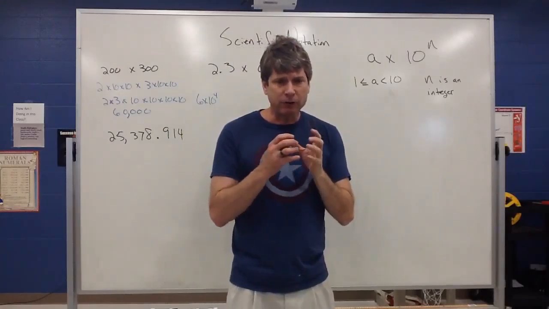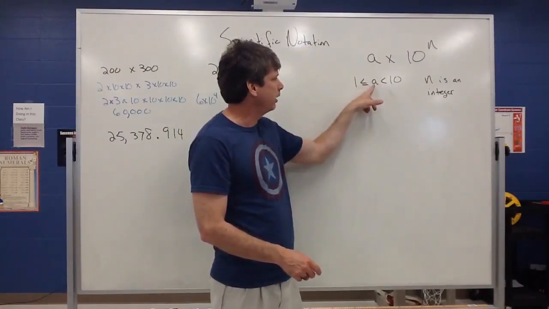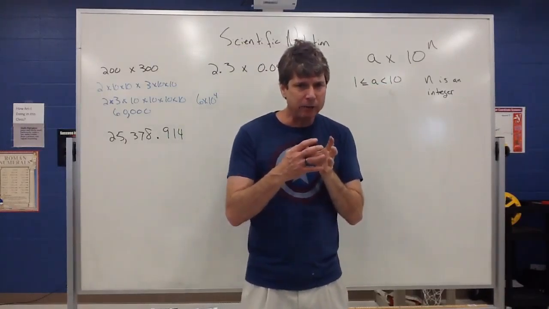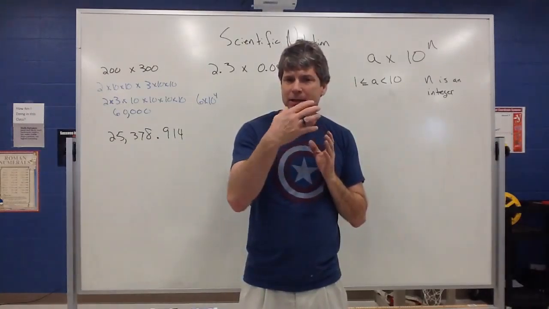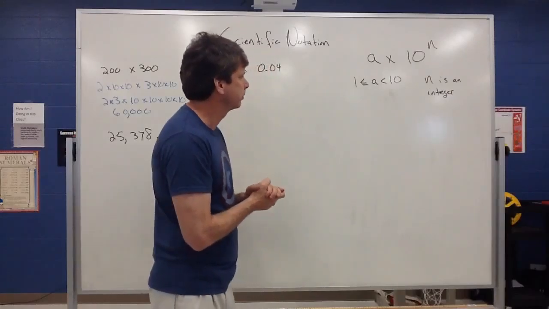This a, this first part, has to be a number between 1 and 10. So this is what this means. A has to be greater than or equal to 1, but it has to be less than 10. So that a can be 1, but it cannot be 10. It has to be smaller than 10. So it's got to be a number basically between 1 and 10.